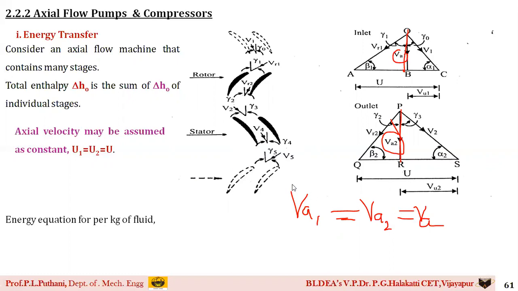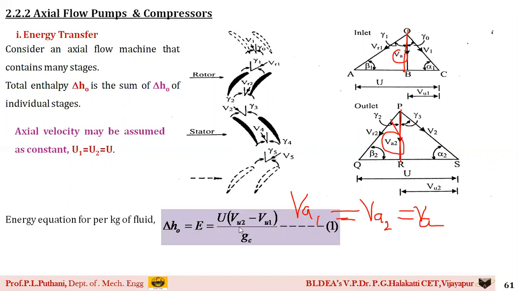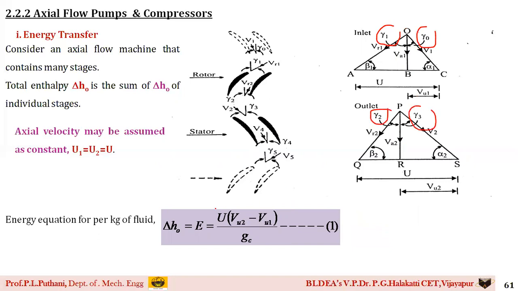Now the energy equation per kg of fluid, how can you write it? As I told, delta H naught is equal to E, that is U into (VU2 minus VU1) by gc. So now we need to find the value of the tangential speed U and the velocity components VU2 and VU1 in terms of gamma 1, gamma naught, gamma 2, gamma 3. So let us begin with the derivation of this particular equation.